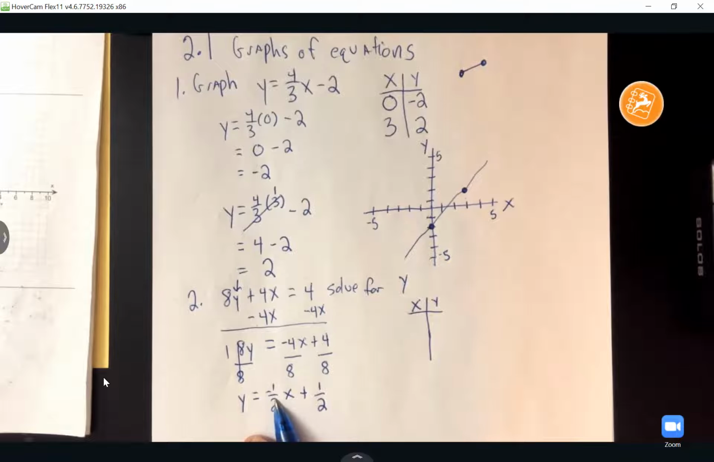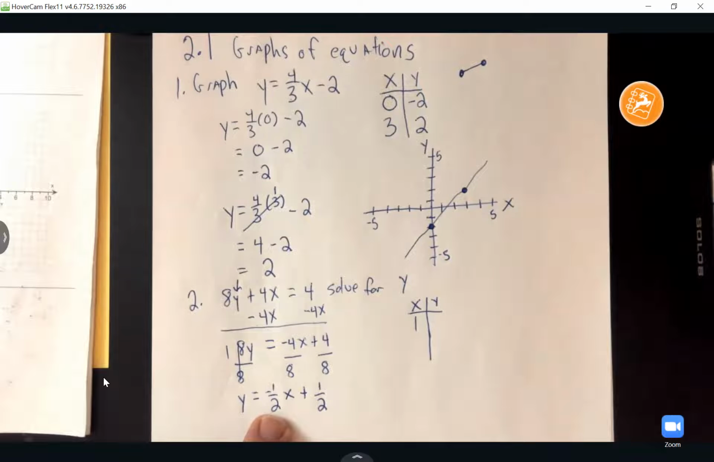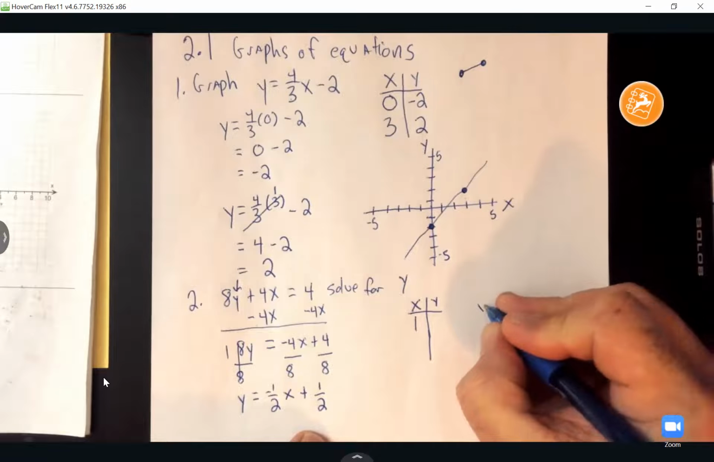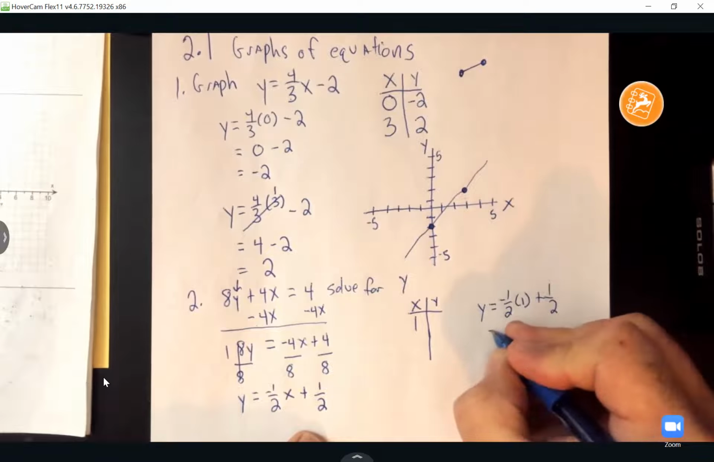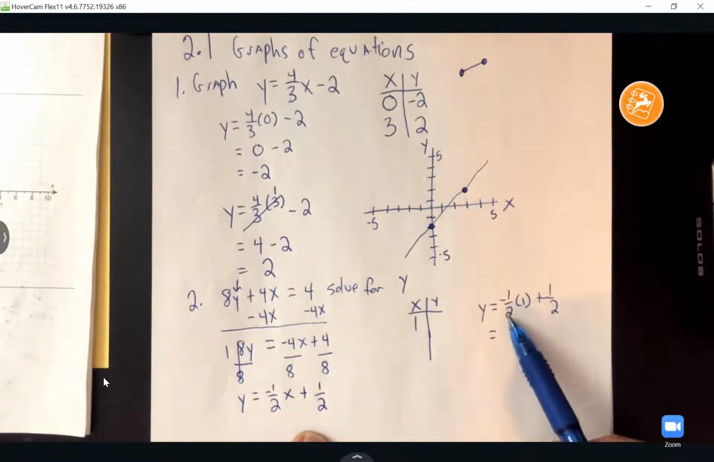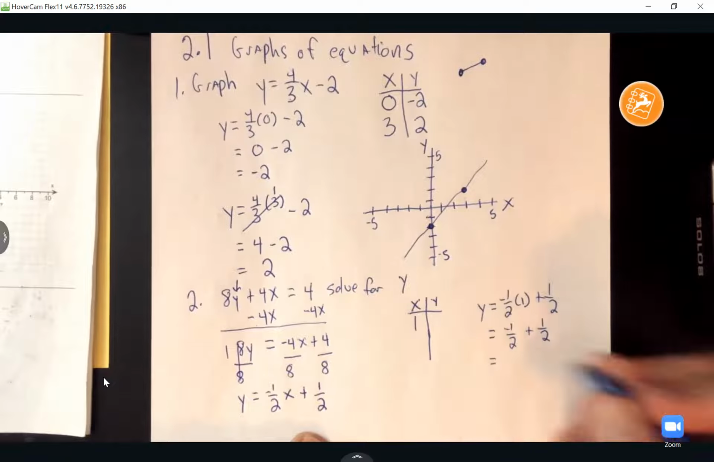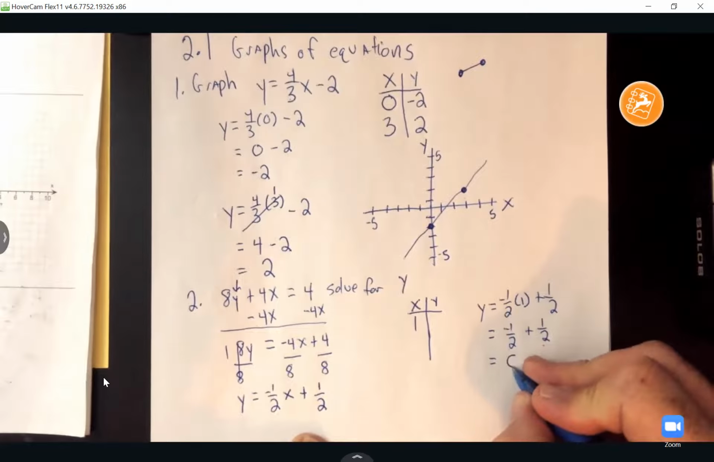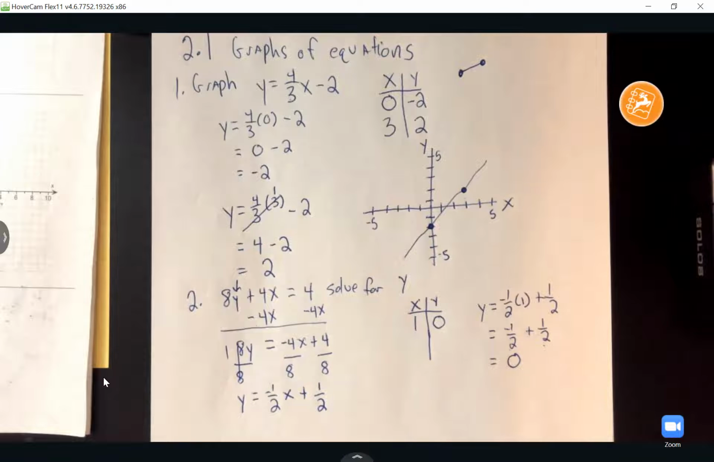So I do know this. If I take a negative 1/2, add it to the positive 1/2, that would give me a 0. So in order to make this a negative 1/2, that first x I pick is going to be a 1. So let's plug that in. Putting the 1 in for my x. Negative 1/2 times 1 is negative 1/2 plus 1/2. Negative 1/2 plus 1/2 gives me a 0 for the y. So I just try to do tricks that make these y values easier to graph, okay?